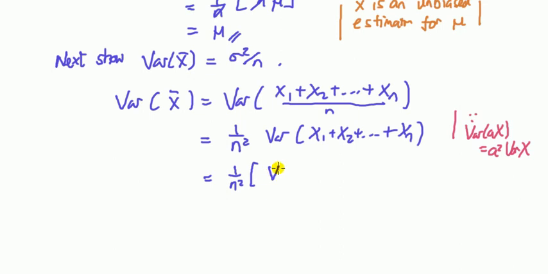I'm going to just write this: variance of x1 plus variance of x2. So it's a bit like the expectation operator here. Variance of a sum is a sum of the variances. But is it always true? No, because the x's are independent. That's why I can go from here to here.